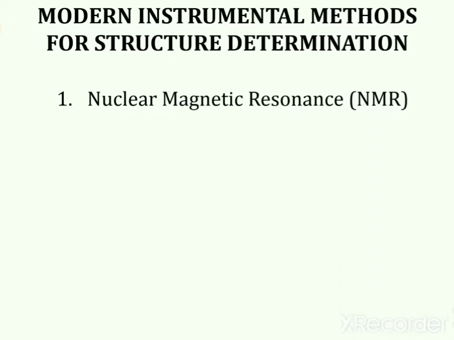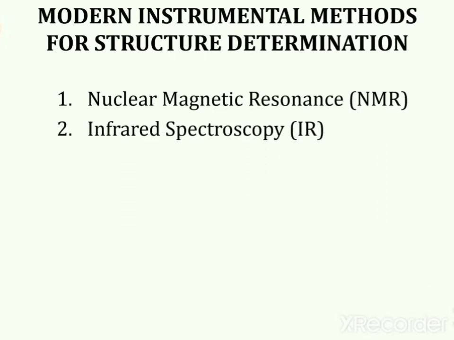The first method used for the determination of a structure is known as nuclear magnetic resonance spectroscopy. In short form, it is also known as NMR spectroscopy. Nuclear magnetic resonance spectroscopy is very useful for the determination of carbon, hydrogen, nitrogen, sulfur, and phosphorus. Next is infrared spectroscopy. In short form, it is known as IR spectroscopy. IR spectroscopy is used for the determination of functional groups.